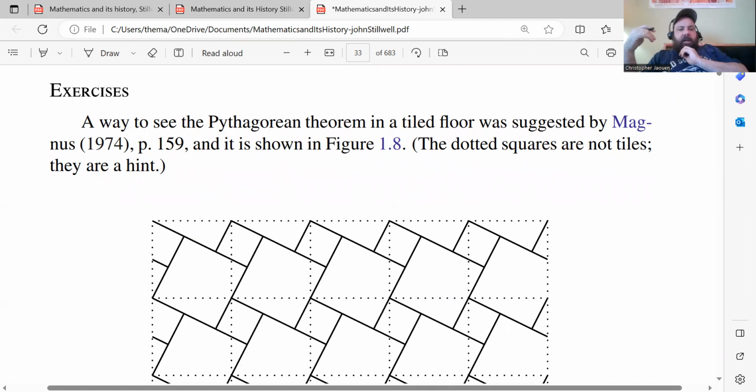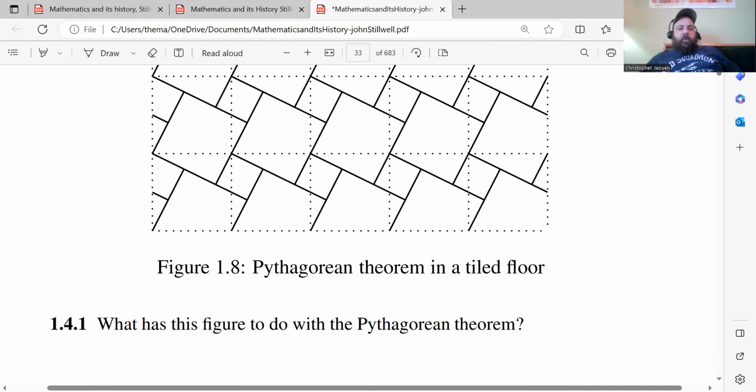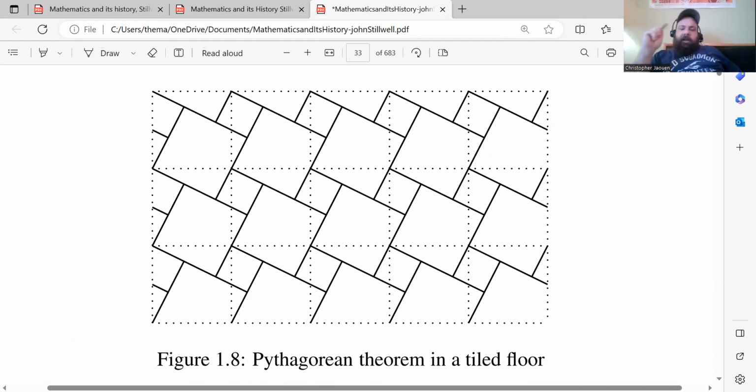The dotted squares are not tiles, they are a hint. And then he wants you to explain why. What has this figure to do with the Pythagorean theorem? Since this is a visual proof, see if you can figure it out. Pause the screen and see if you can figure out how you can see the Pythagorean theorem in this picture, and then I'll make it obvious if you don't see it.